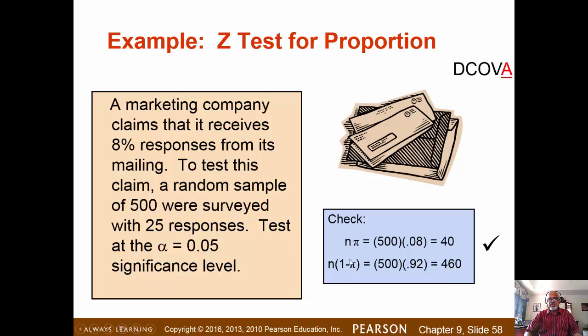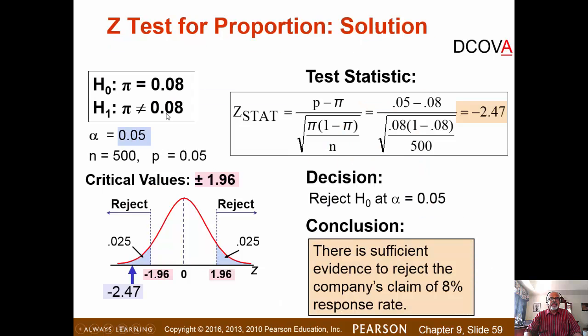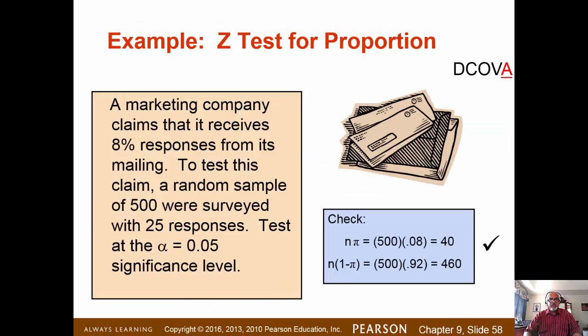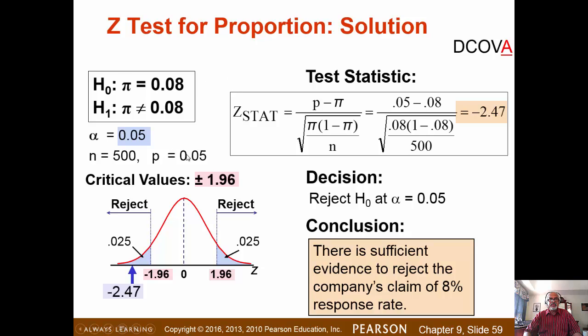Well, first check whether we have a large sample, so n times pi, and now we can use the pi value itself, the 8% value. So 500 times 8%, and 500 times 1 minus 8%, both are greater than or equal to 5. So the large sample check passes. Then we want to test whether it is 8% or not 8%. Alpha is 5%. So n is 500 and p is 25 over 500, which gives you 0.05. So plug in the values.